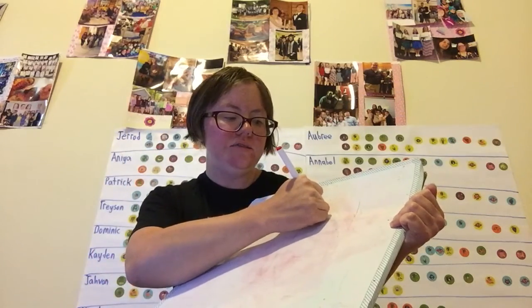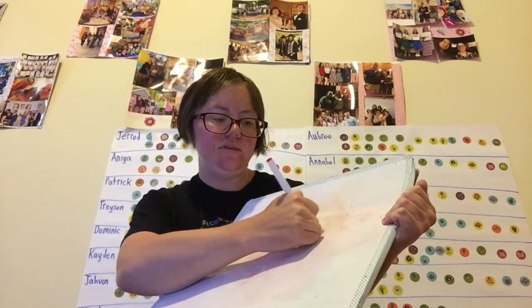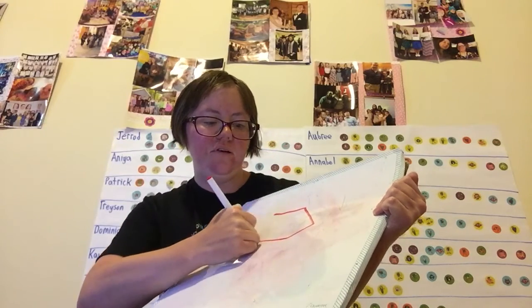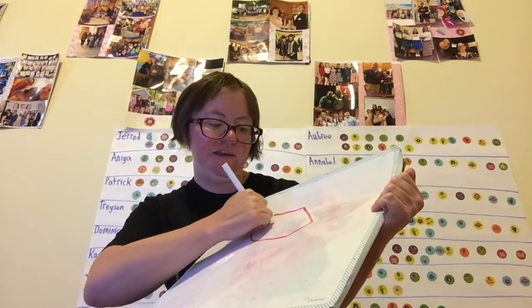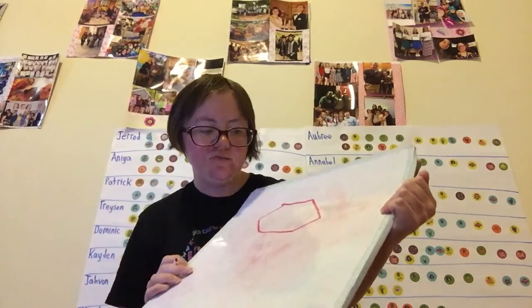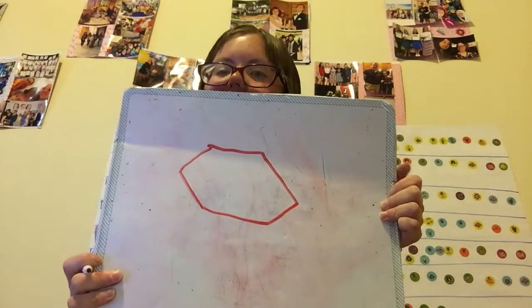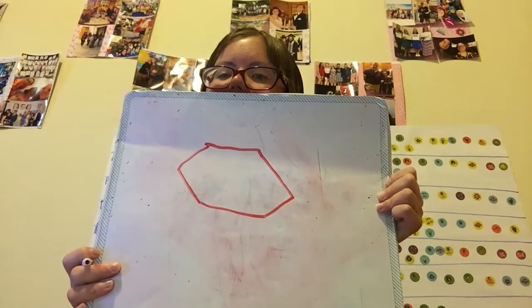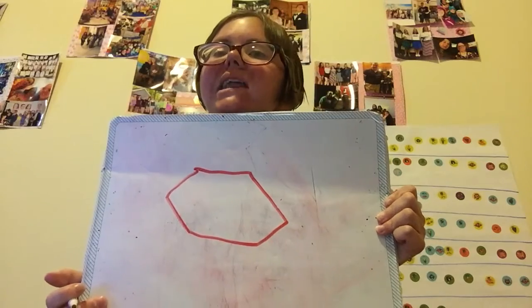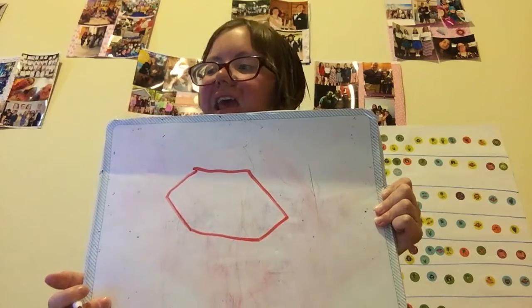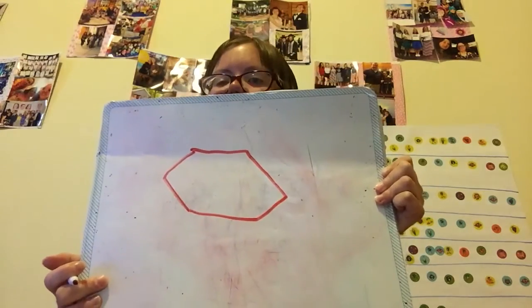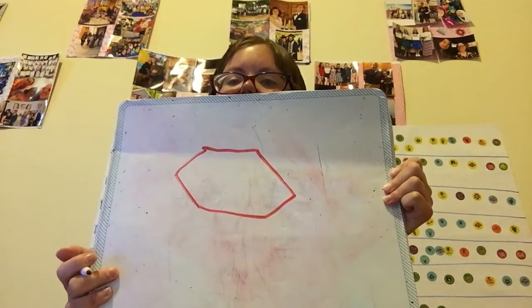1, 2, 3, 4, 5, 6. That shape is tricky to draw, but I bet that you showed a lot of persistence. What shape did we just make? That's right, we just made a hexagon. And it said that this shape looks like a honeycomb in real life.